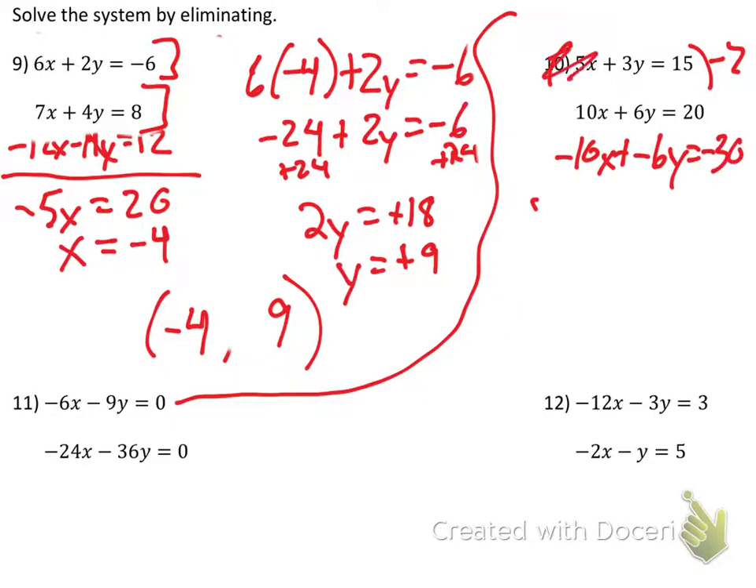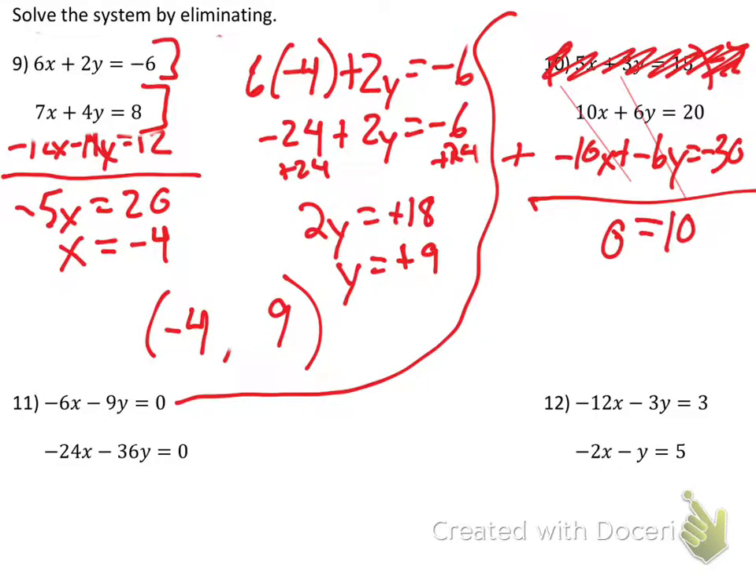So then I'm done with this equation right here, and I just add down, and what it looks like is that the 6y's are going to cross out, and what you're left with is 0 is equal to negative 10. Now that doesn't make sense, so the answer would be no solution.